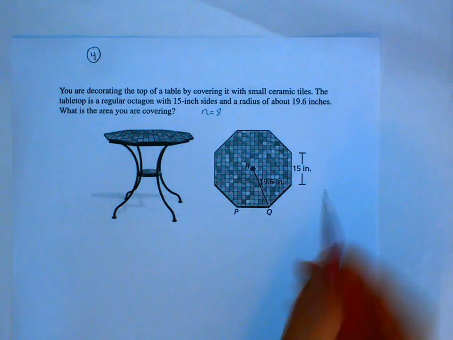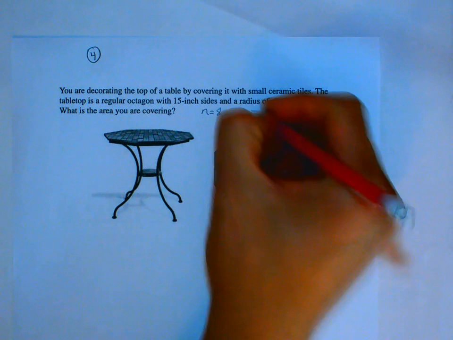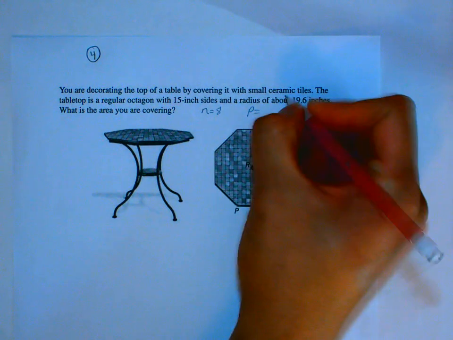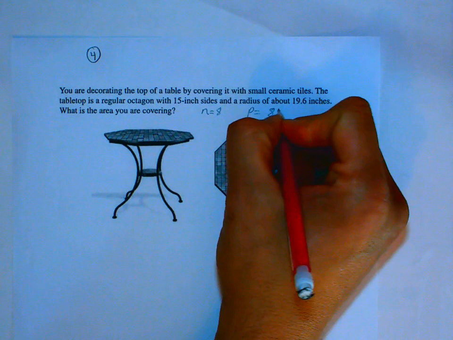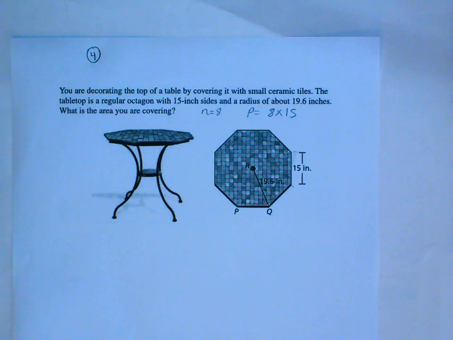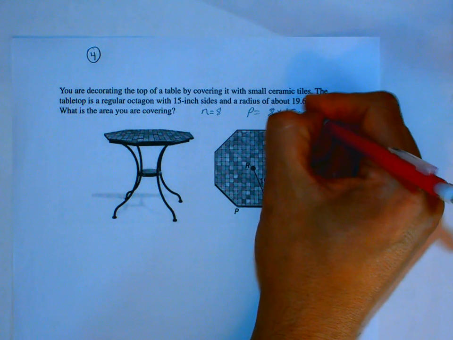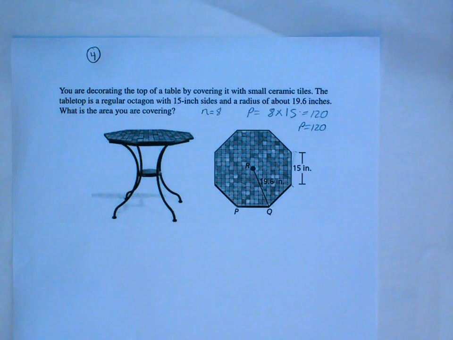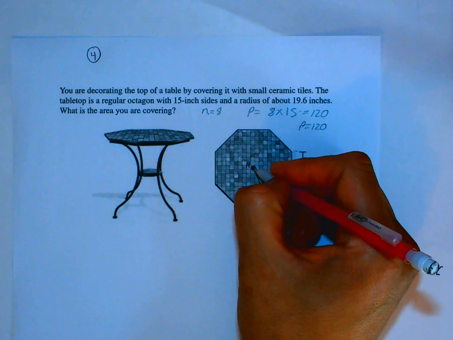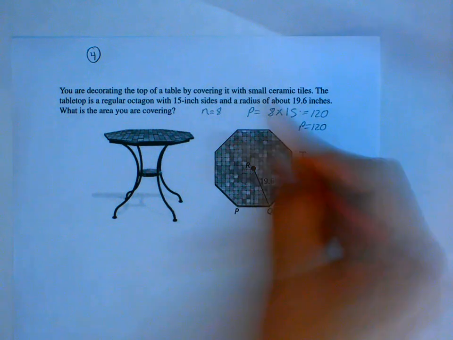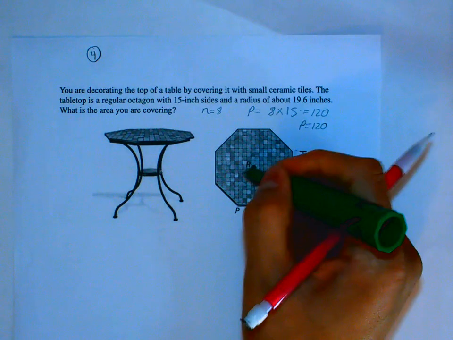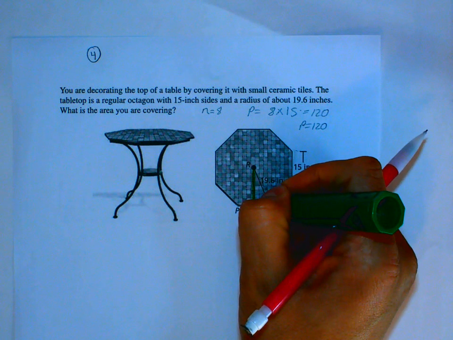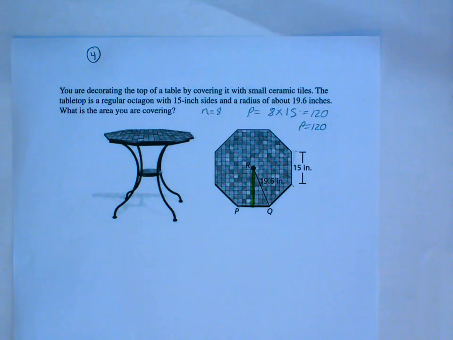So they're kind of nice because they give me the side length right here. So I know that the perimeter is going to be 8 multiplied by the side length, which is 15. So 8 times 15, that gives me 120. So the perimeter is 120. All I need to do now is find what the apothem is. Now, if I were to draw the line from here to here, I know it's a little hard to see. Let me see if I can use a different color.